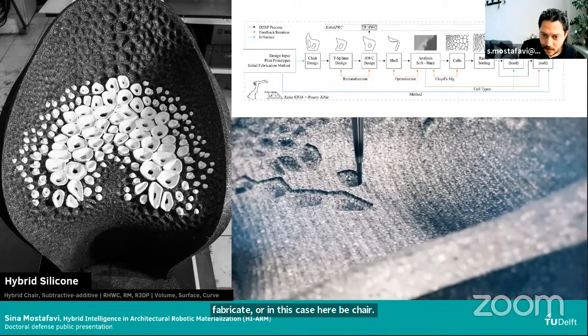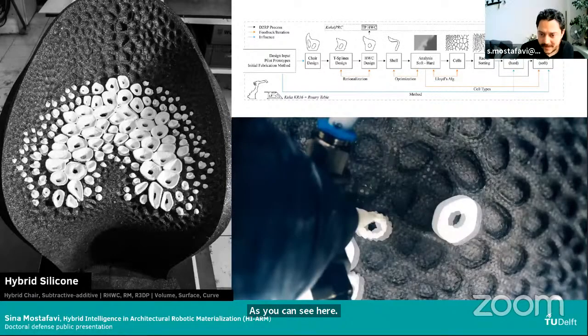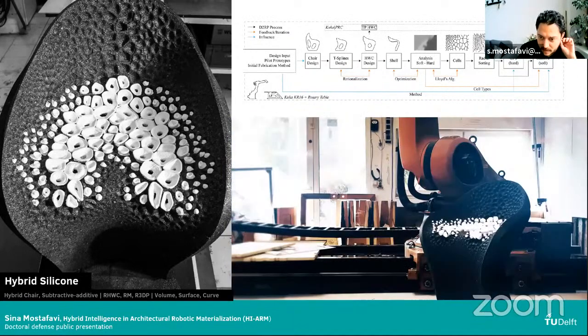As you can see here, each process is followed by another sub-process, and all together create this hybrid material system, as you can see here in this example.